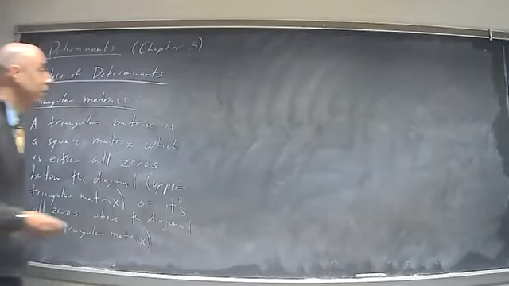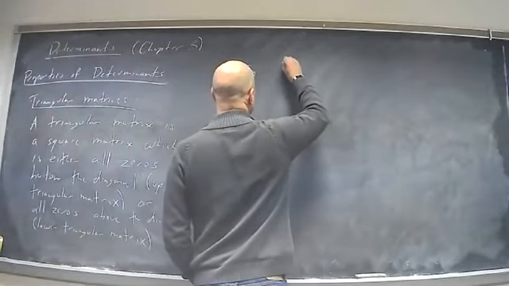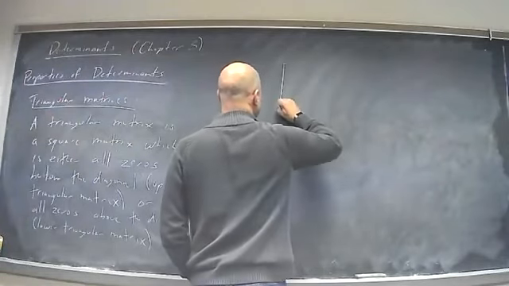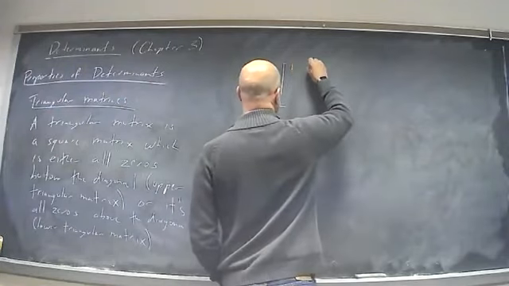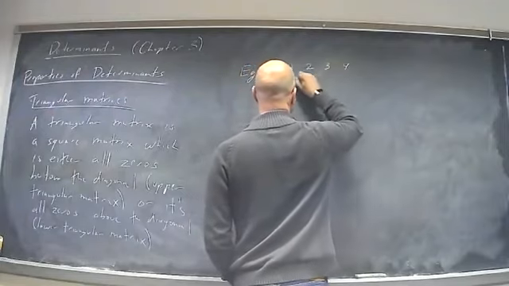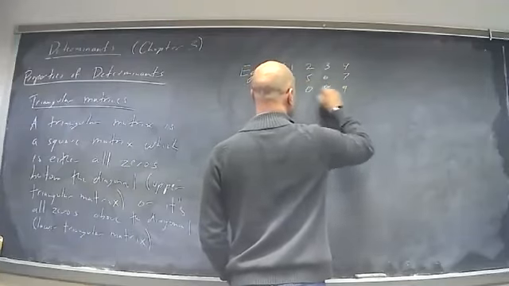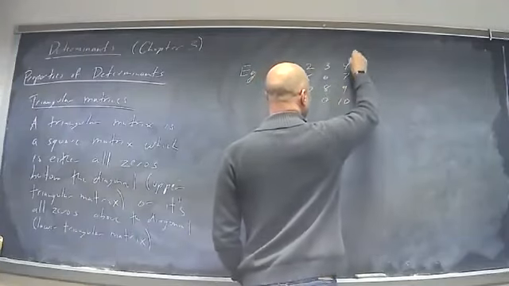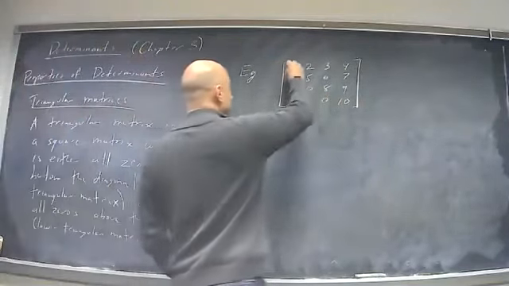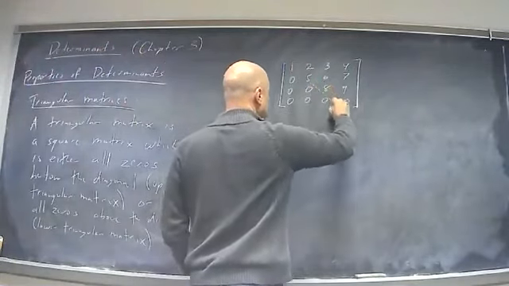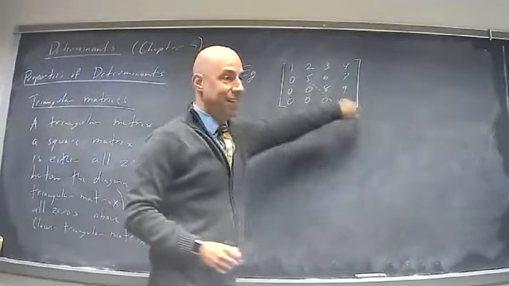I'll give you an example. Let's say I give you an upper triangular matrix. How about 1, 2, 3, 4, 0, 5, 6, 7, 0, 0, 8, 9, 0, 0, 0, 10. So this is an upper triangular matrix. Below the diagonal, it's all zeros. So the diagonal is 1, 5, 8, 10.